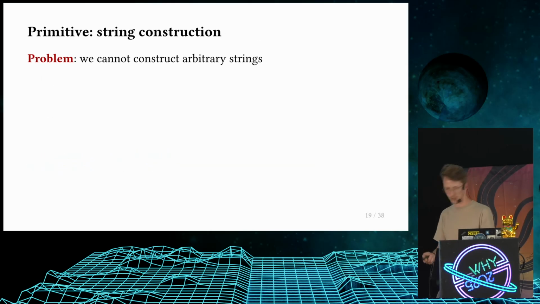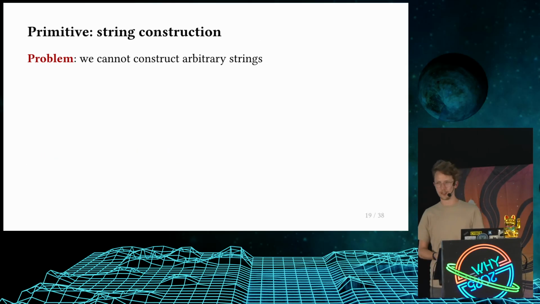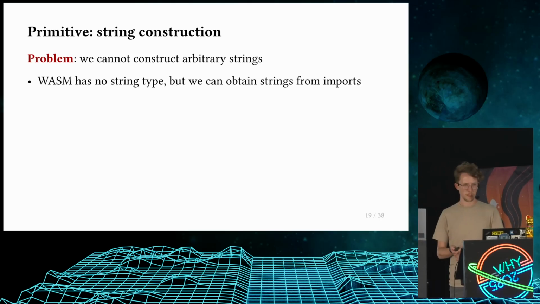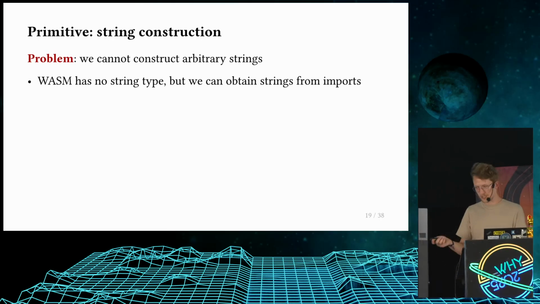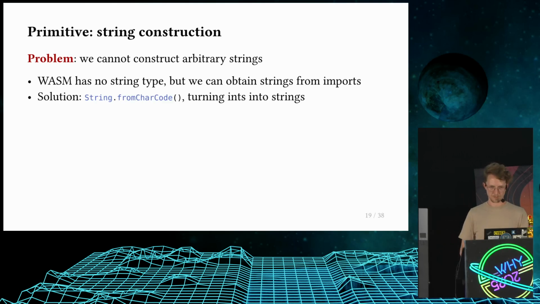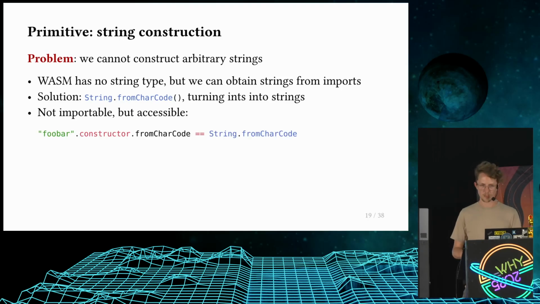Then the other problem was constructing strings. This will be the hard problem, as we will see. There's no string type, so we need to somehow import something that can construct strings for us. The obvious solution is String.fromCharCode, which you may be familiar with, just like Python's chr. It takes an ASCII value and turns it into a character or a string. So this is what we really want to get to. But of course, it's in the String constructor, and it's not one of the things we can import.